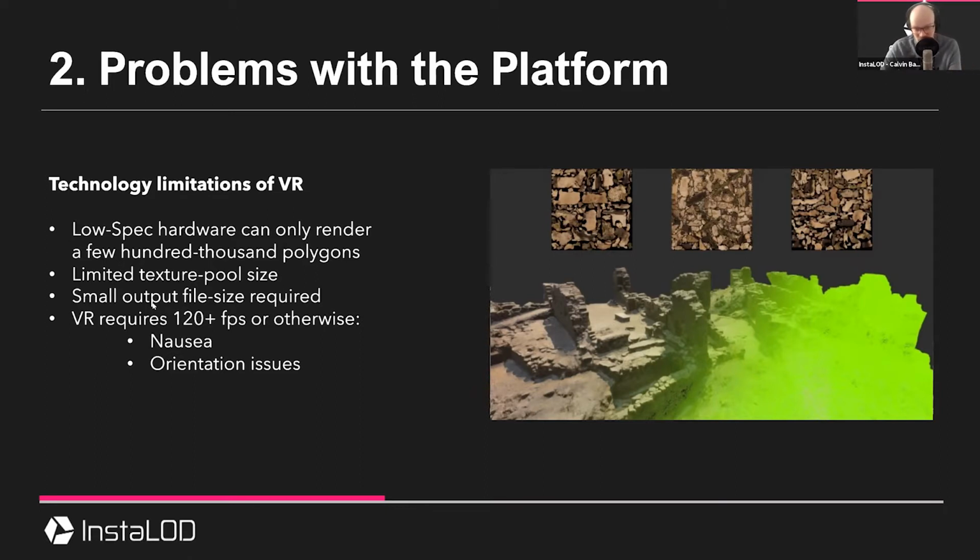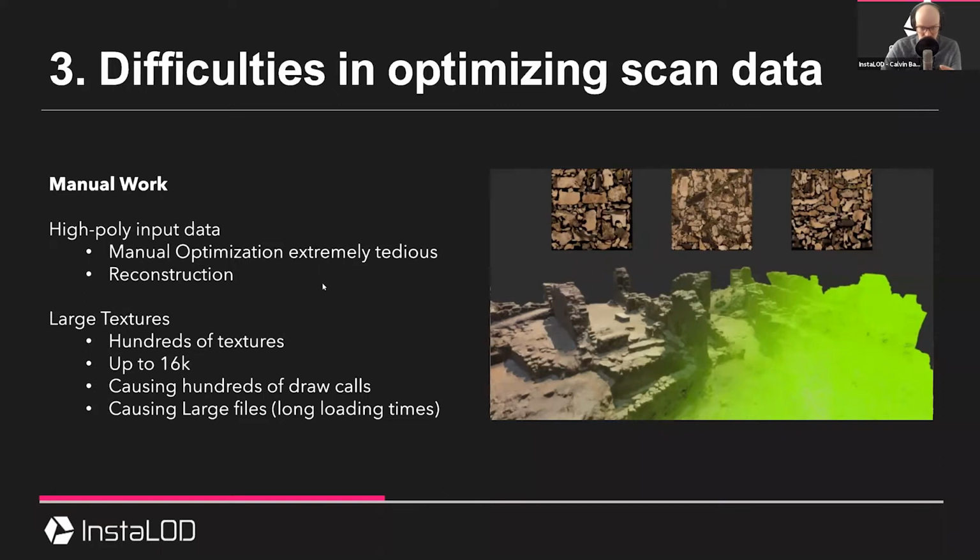We've got a lot of other limitations, right? Not just the actual rendering of polygons, but also the size of textures that we can have, and also the loading speed of these files in general. So we're going to discuss all of this and how we can fix it later on as well. Then the difficulties in optimizing scan data. Now, typically, you have two options. Either you do it manually, which is a huge amount of work, right?